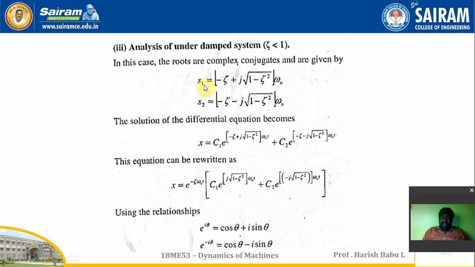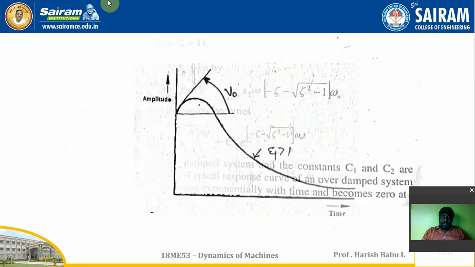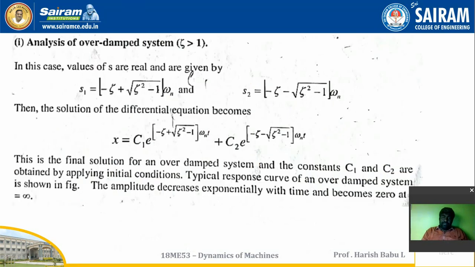So S1 equals minus zeta plus j root of 1 minus zeta square. Since it is less than 1, when you substitute the values in this equation, it will be root of minus 1 square minus 1, and again I'm going to get a minus value over here. It will be very difficult to handle the minus, so I'm going to take the j outside.